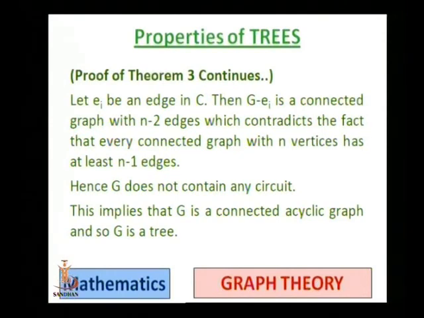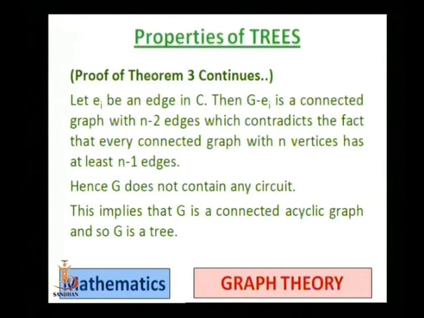So here we are removing one edge, so the number of edges becomes n minus 2, which is a contradiction with the previous result. The above result says that if we have n vertices, then a tree contains n minus 1 edges, but here we have n minus 2 edges. So that is a contradiction.